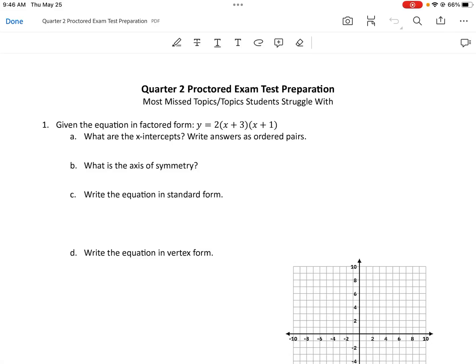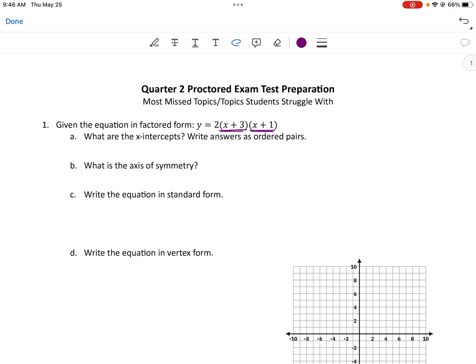Okay, as you jump into preparing for the proctored exam, I thought I'd show you a couple of topics that students struggle with or often miss from the quarter so far. The first one is looking at something in factored form. One of the skills we'll practice a little later on is factoring, but we want to make sure we understand what the x-intercepts are here.